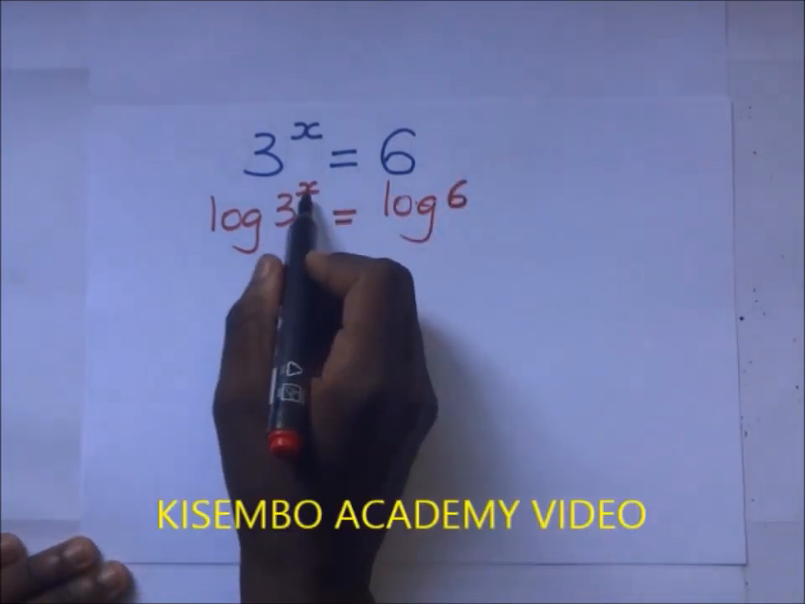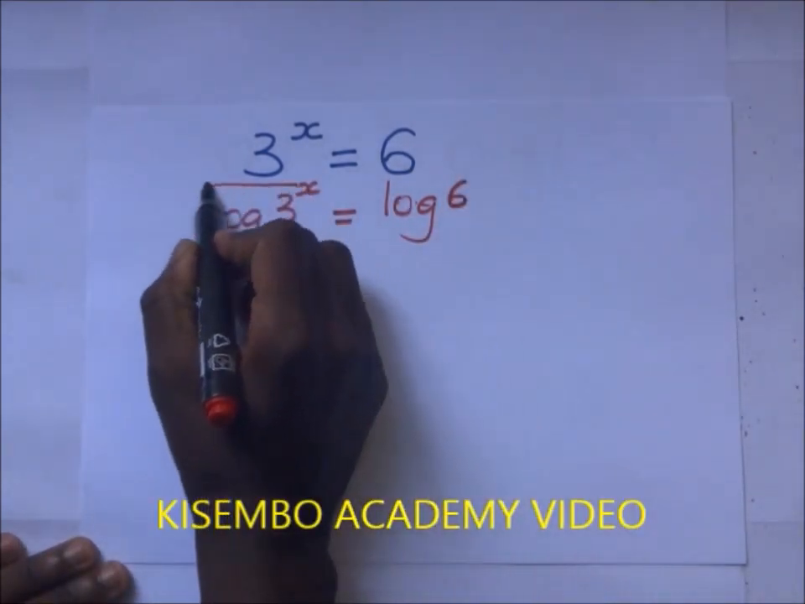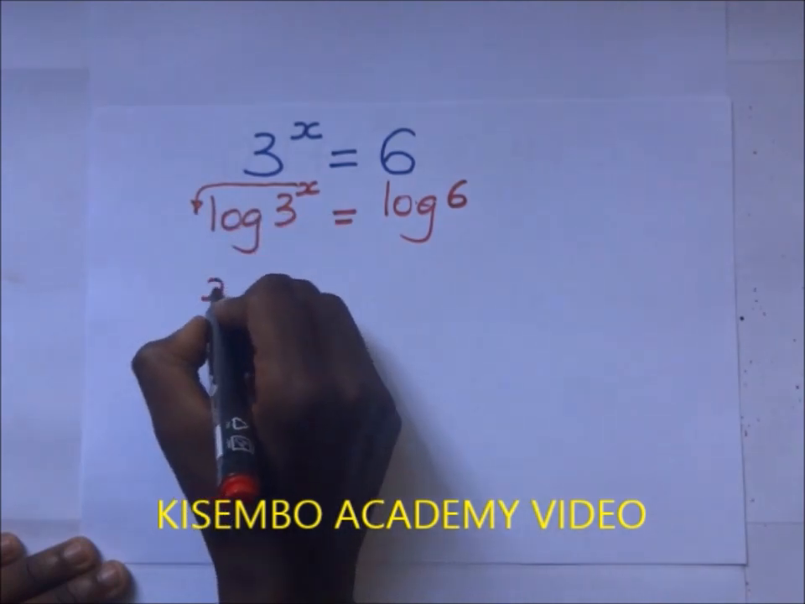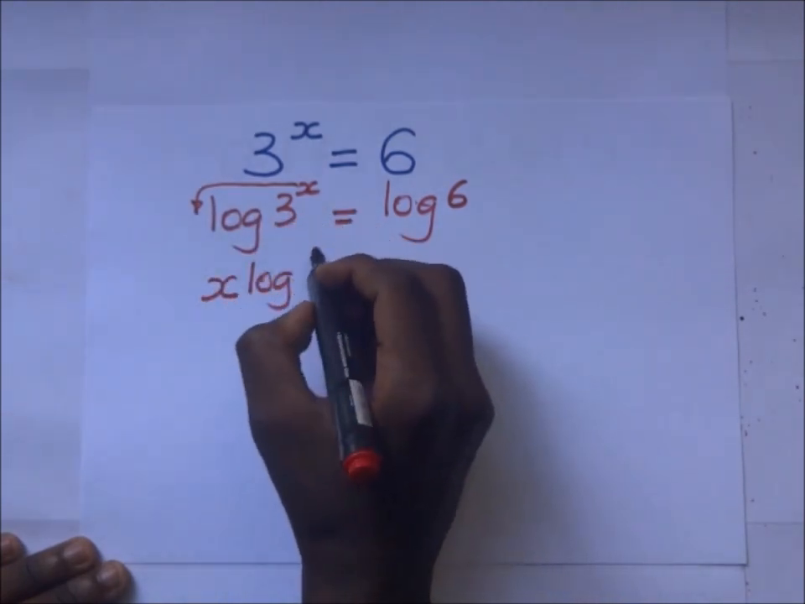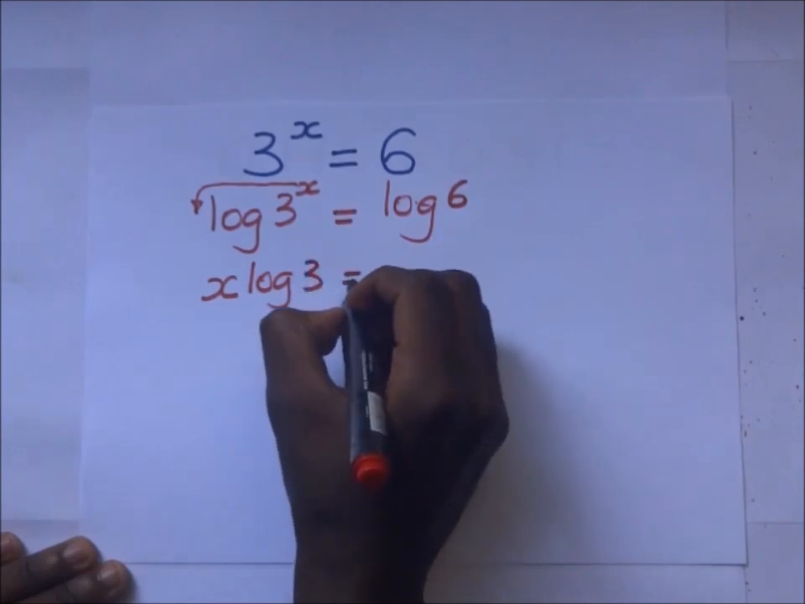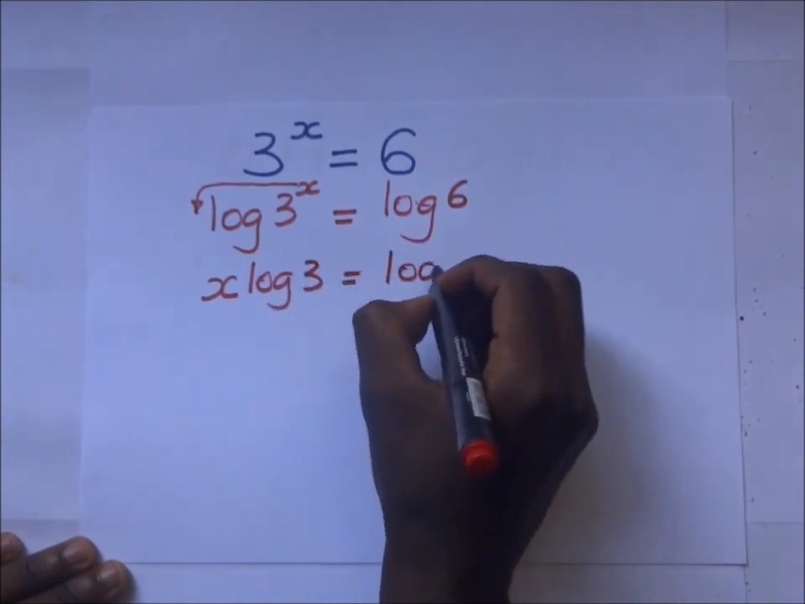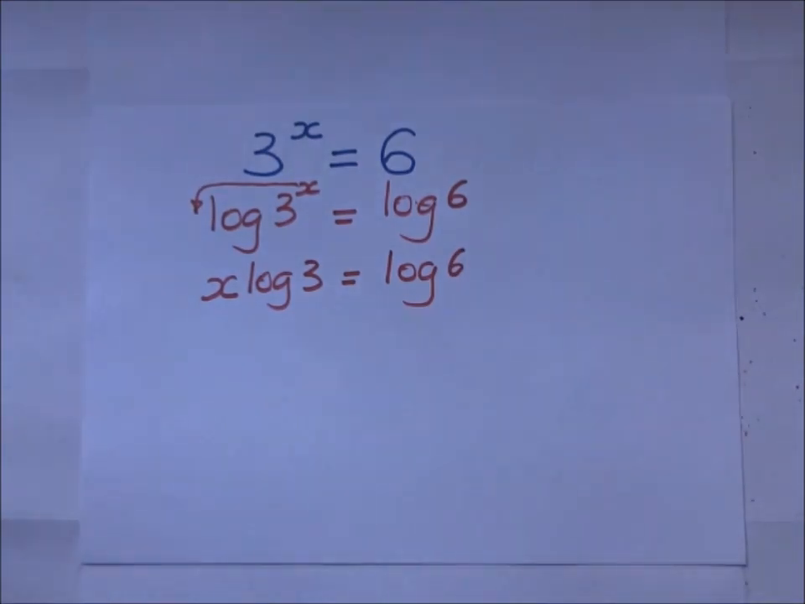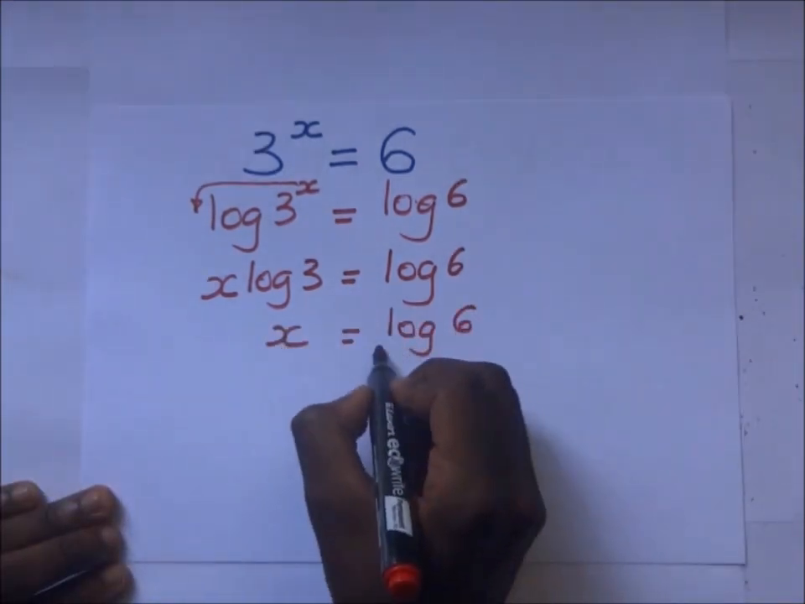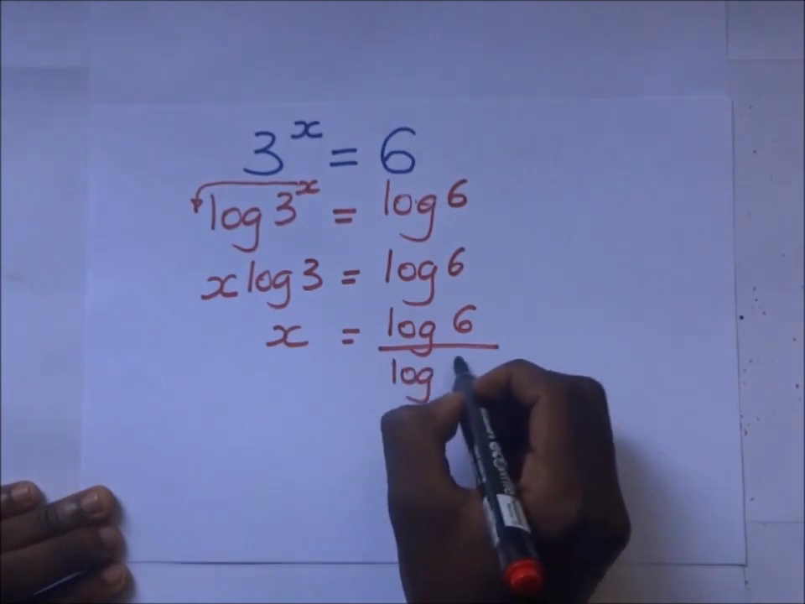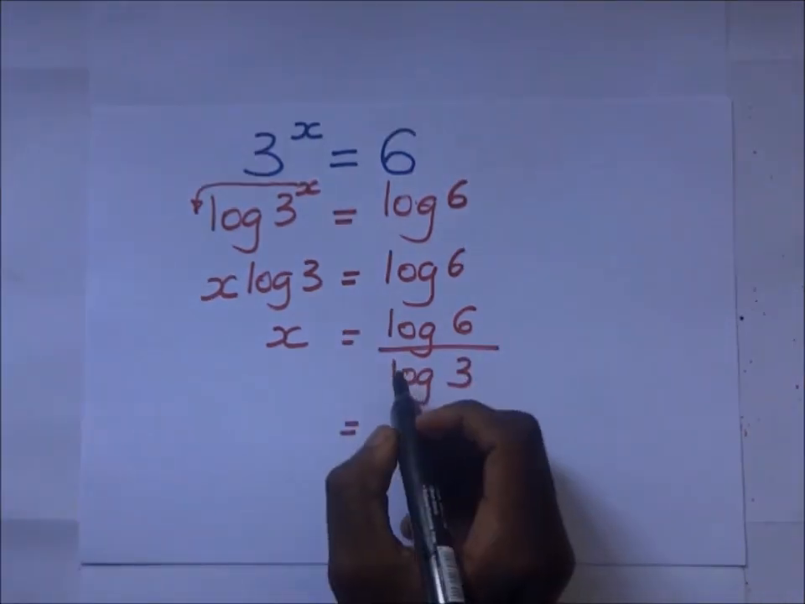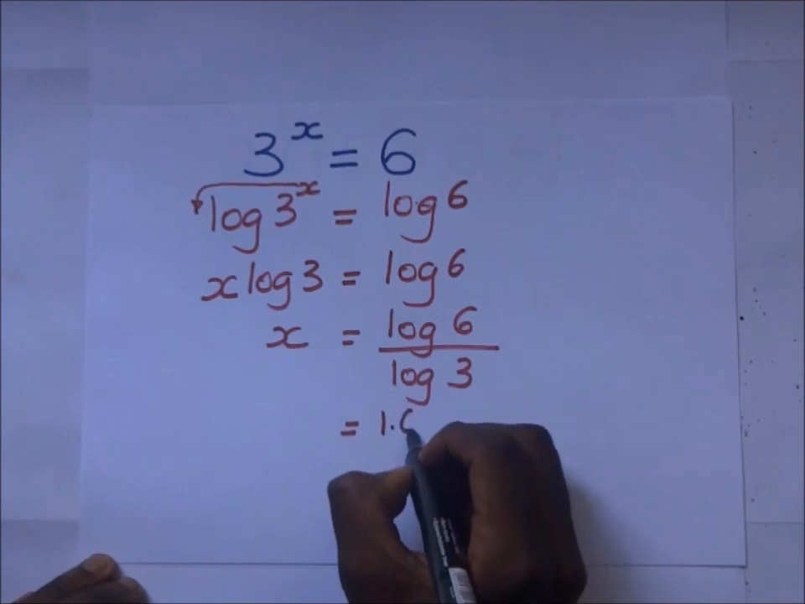So definitely, of course, this x will come right there. It becomes x times the log of 3 is going to give us the logarithm of 6. So x will become log of 6, divide that by logarithm of 3. So our answer here will be 1.63.